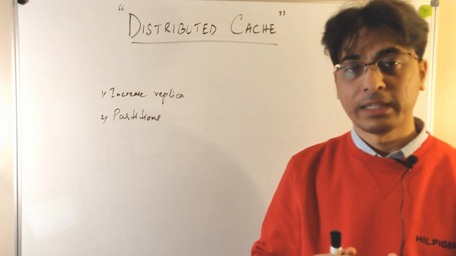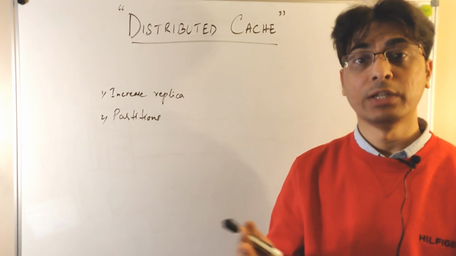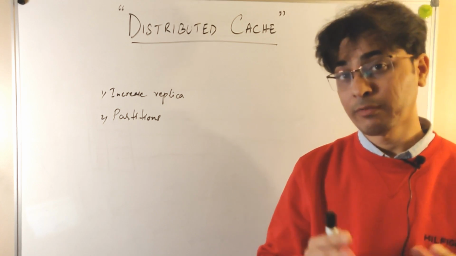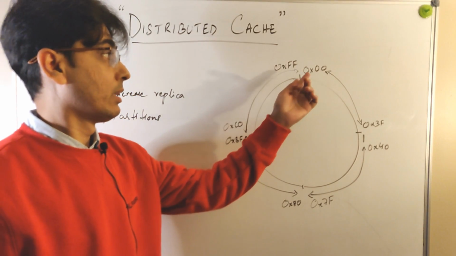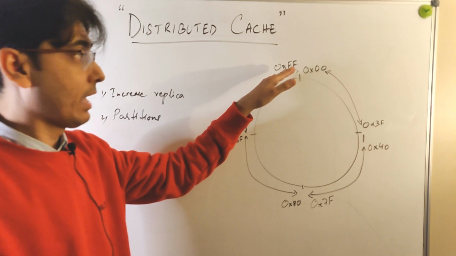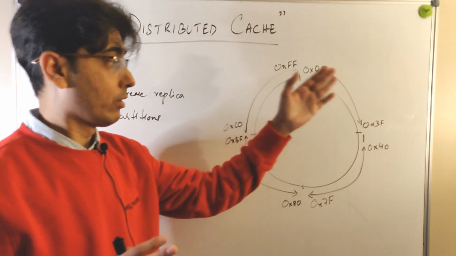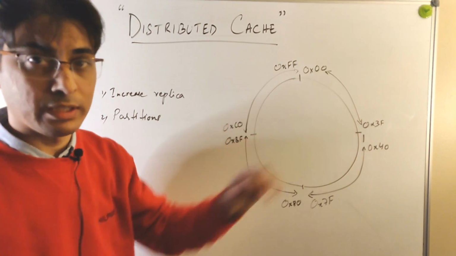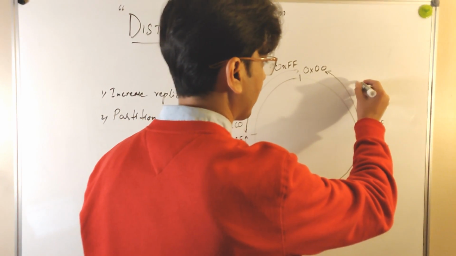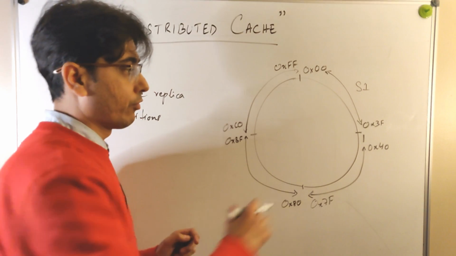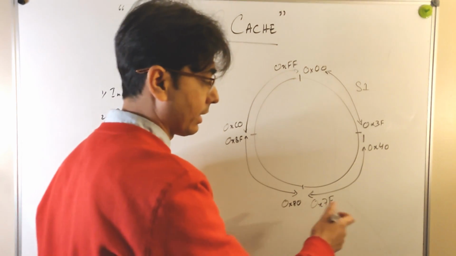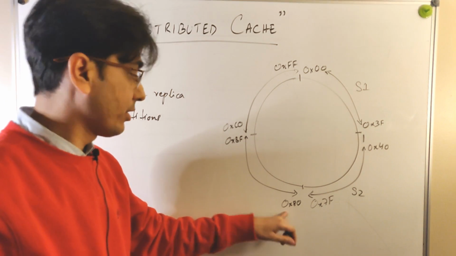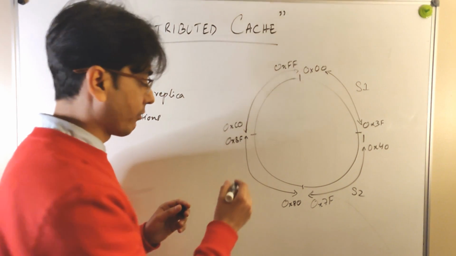In the second approach, we divide the whole key range into several partitions or shards, where each partition is stored in a separate server. Suppose we have a key range from 0x00 to 0xff. We can divide this whole key range into 4 different partitions: from 0x00 to 0x3f, which we can store in one server S1, then from 0x40 to 0x7f in a second server S2, and from 0x80 to 0xbf in a third server S3.